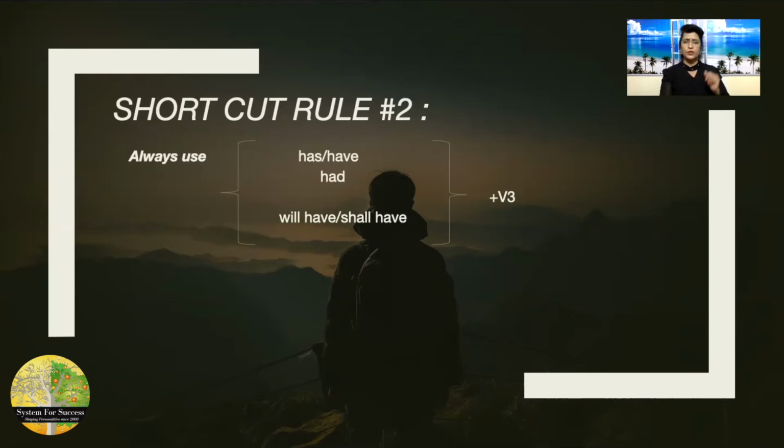Friends, if you can recall, in the indefinite tense, so present indefinite we have used first form of the verb. In past indefinite we have used second form of the verb. In future indefinite, once again first form of the verb was used, but before that there was will or shall. In continuous tense, everywhere, present, past and future, we have used first form of the verb followed by ing form. This is for the first time we are using third form of the verb. So be a little careful.